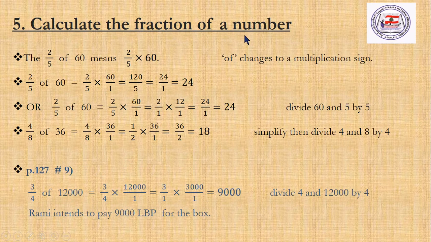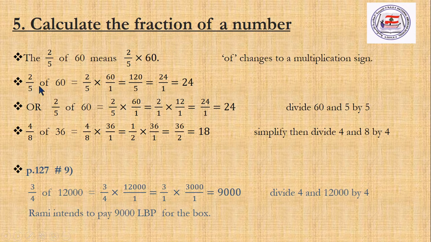Calculate the fraction of a number. What do we mean by this? 2 over 5 of 60 means 2 over 5 times 60. Then "of" changes to a multiplication sign. "Of" becomes multiplication.